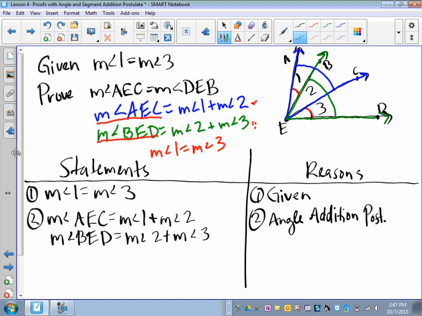So I stated these statements using angle addition postulate. Then I'm going to substitute in measure of angle 1 for 3, or you could do measure of angle 3 for 1. You'll have that they're the same, and then I can substitute this in for the statement because they are the same. Just like we just did with the segment addition postulate, where once our two statements were the same, then we could say that they were equal to each other.